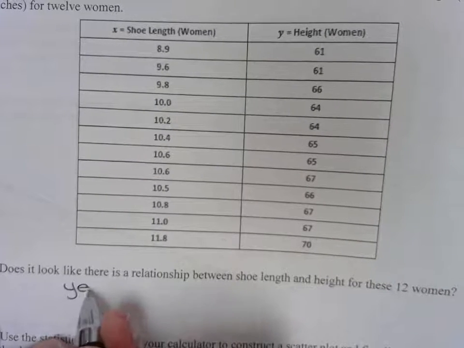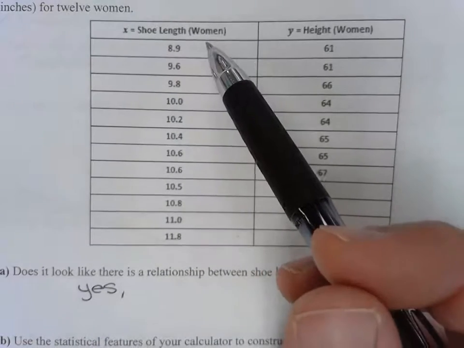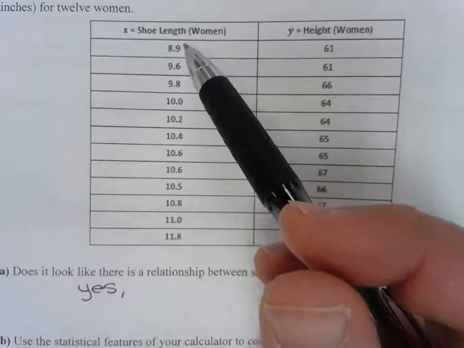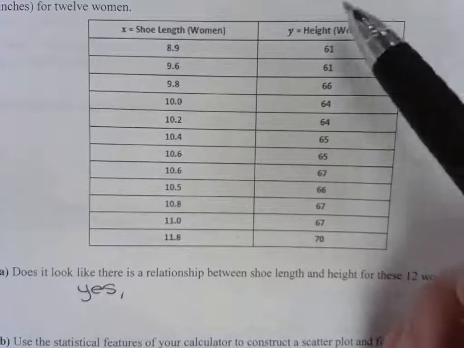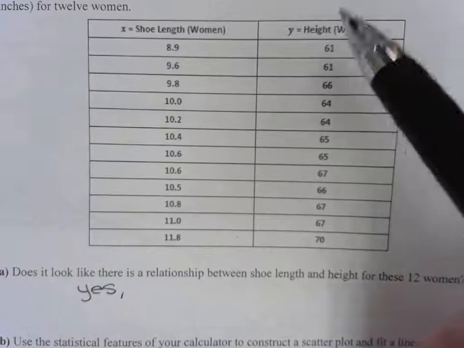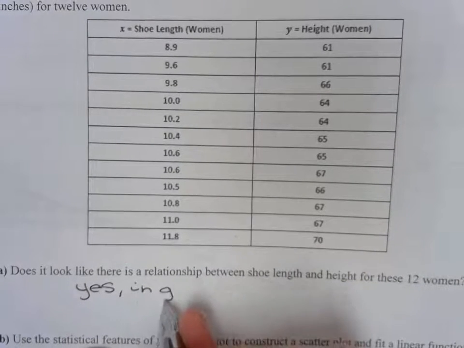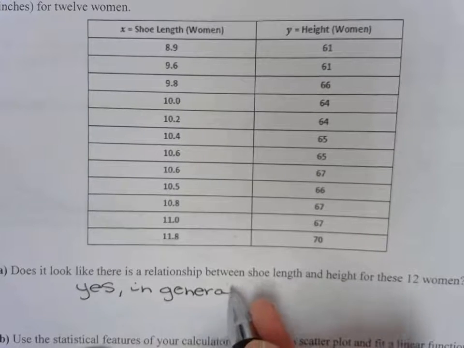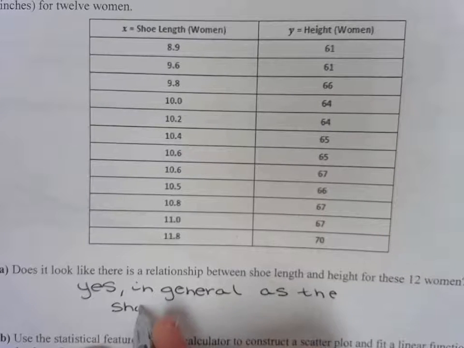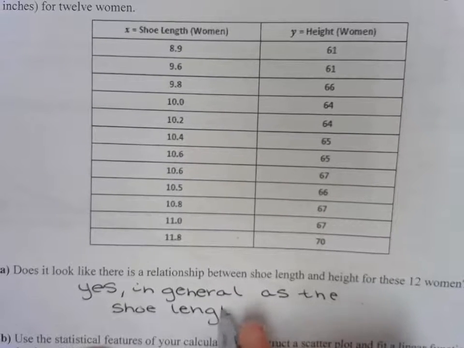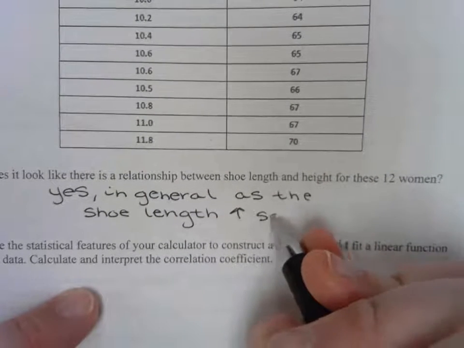Why would it be yes? Does it increase as the shoe length increases? Okay. As the shoe length increases, it's in order, so it's easier to see. As the shoe length increases, what tends to happen with my height? It increases. Now, this isn't true for every single point, but for the most part, we are going to see it increasing. So yes, because in general, which means not all the time, but usually, as the shoe length increases, you just put an arrow. As the shoe length increases, so does the height.